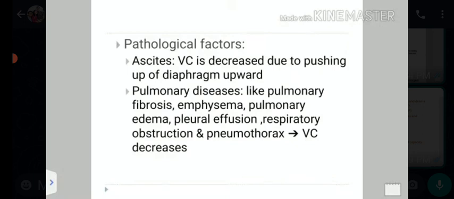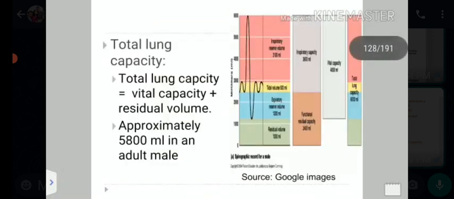Pathological factors are ascites, that is accumulation of fluid in the abdominal cavity. Vital capacity is reduced due to the same reason as in pregnancy. Pulmonary diseases like pulmonary fibrosis, emphysema, respiratory obstruction, pulmonary edema, pleural effusion, and pneumothorax are the other causes for decrease in vital capacity.